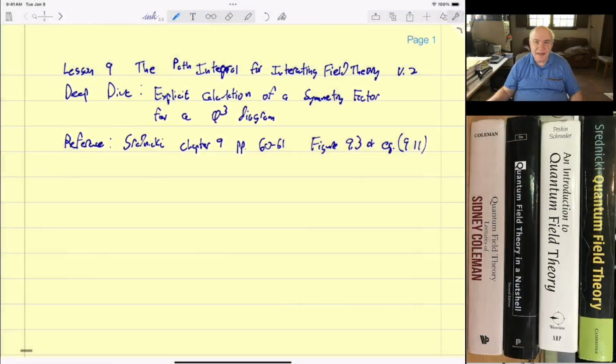And so this is part of lesson 9, the path integral for interacting field theory, a deep dive: explicit calculation of a symmetry factor for a phi cubed diagram. So the theory we're working in is phi cubed, and the reference is Srednicki, chapter 9. For this video, you really only need to be familiar with pages 60 to 61 and figure 9.3, as well as equation 9.11. And I'll explain how they figure this out. So we start on page 60.